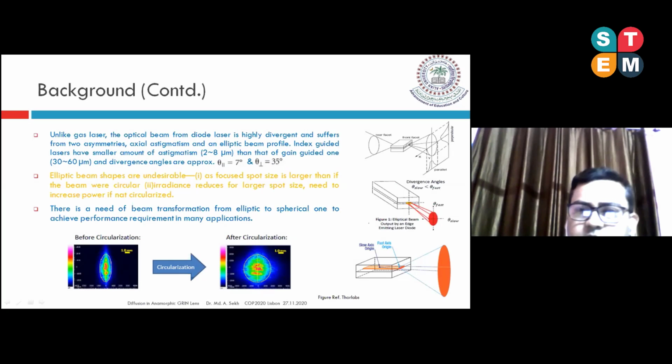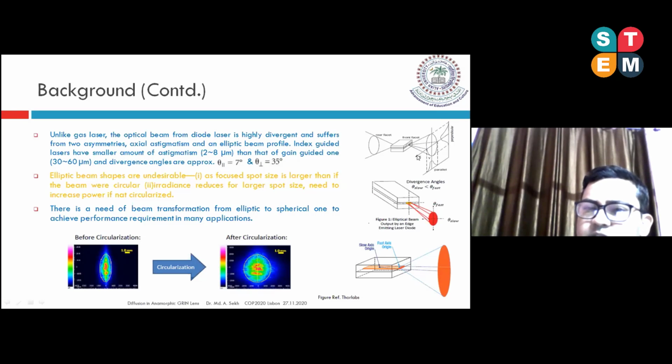Now we know that in the case of a normal laser diode, we have some asymmetry in terms of its beam shape as well as astigmatism. Astigmatism means the focus of these two. If you see this figure, the two beams, basically the vertical beam and the horizontal beam, the sagittal plane and the tangential plane, do not have the same divergence.